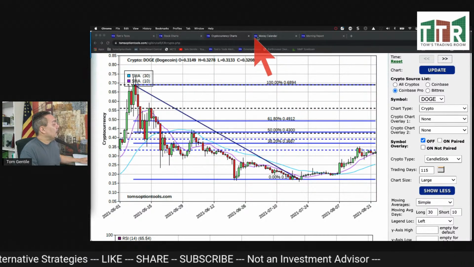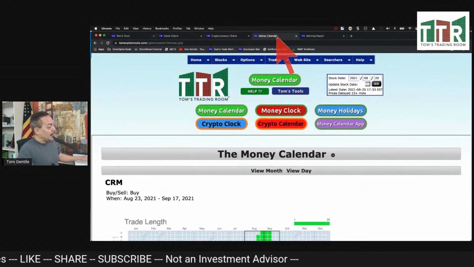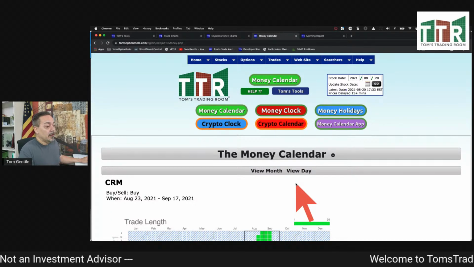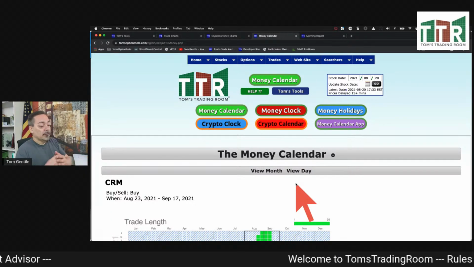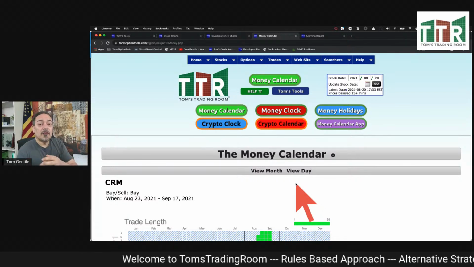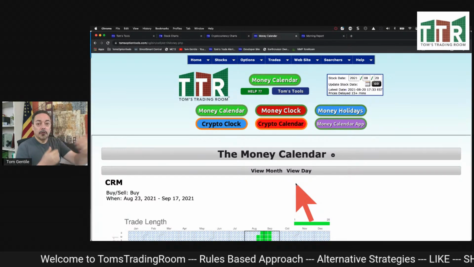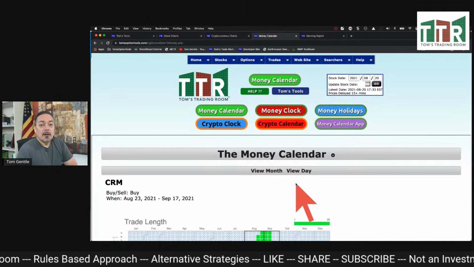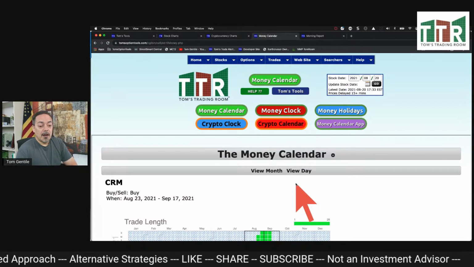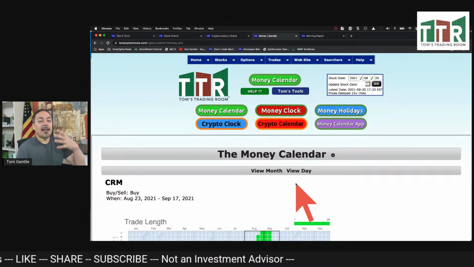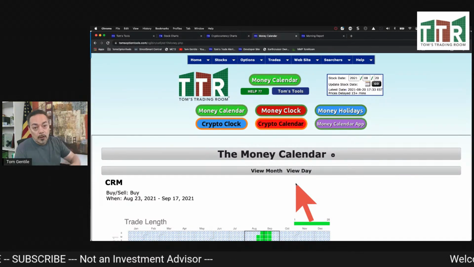So I'm going to move into seasonality. One of the things I look at with seasonality is a calendar called the money calendar. The money calendar gives us the ability to look at what's happening. It's one of the few tools out there that gives us a forward look into time. We're looking at stocks that have a history of the next X number of days going higher or lower.